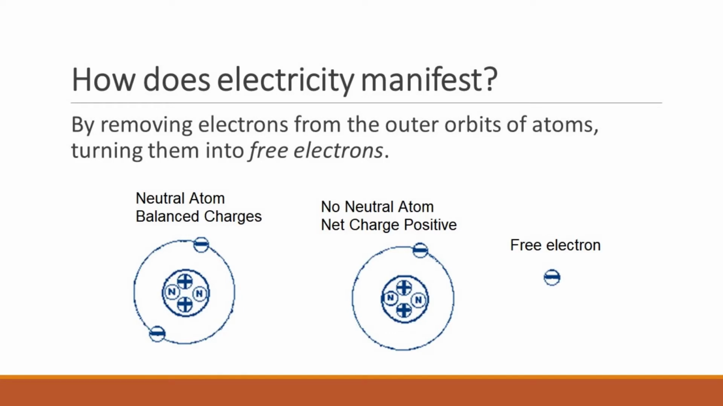So how does electricity manifest? By removing electrons from the outer orbits of atoms, turning them into free electrons. We have a material with neutral atoms, which has balanced charges in the atoms, and we make the material pass through a process. During the process, it is going to release the electrons it has in the outer orbits of its atoms. So we're going to get free electrons and non-neutral atoms. In that manner, electricity manifests.